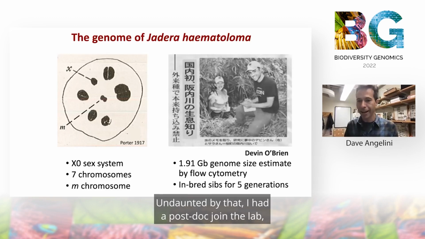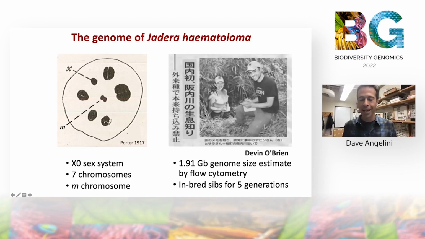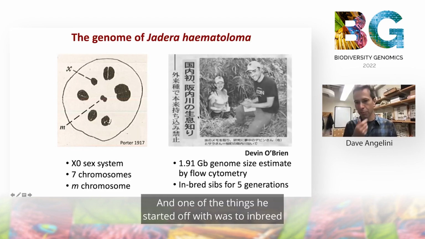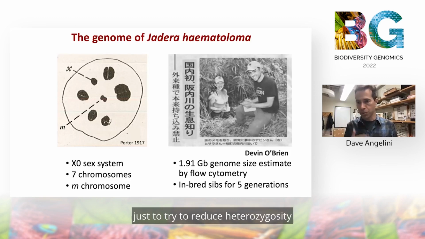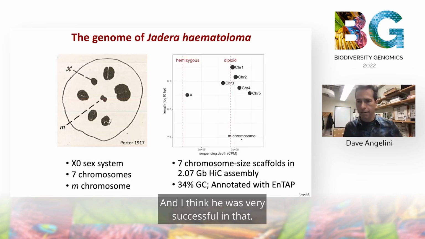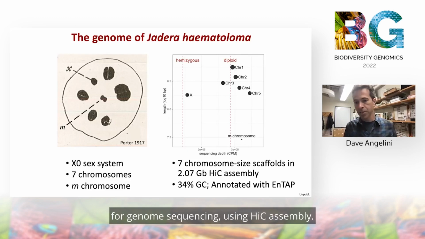Undaunted by that, I had a postdoc join the lab, Devin O'Brien, shown here doing field work in Japan for his PhD. And one of the things he started off with was to inbreed Jadera for about 5 generations of full sib matings, just to try to reduce heterozygosity in a genome of this size. And I think he was very successful in that. We sent some males off for genome sequencing using Hi-C assembly.